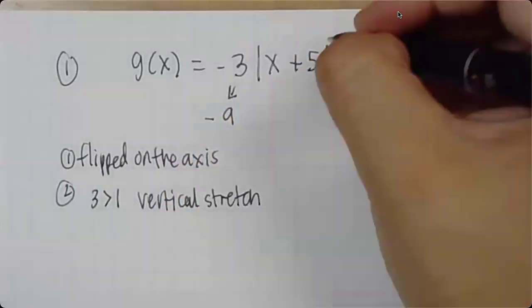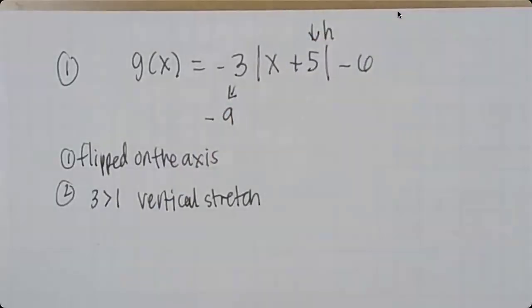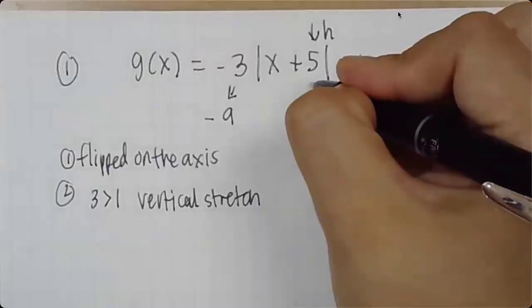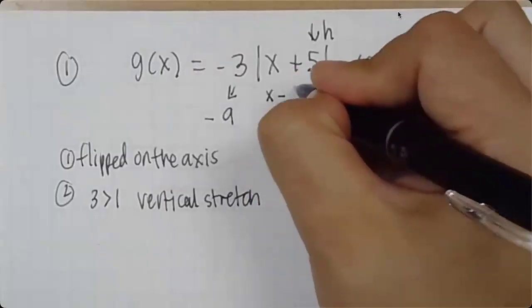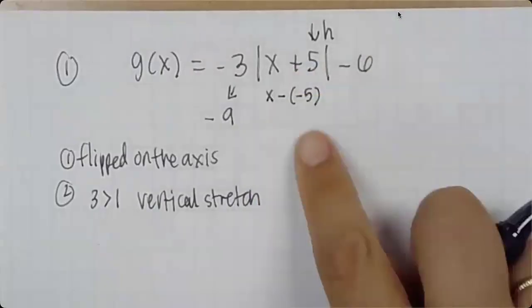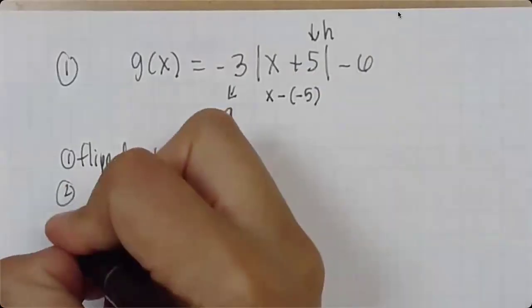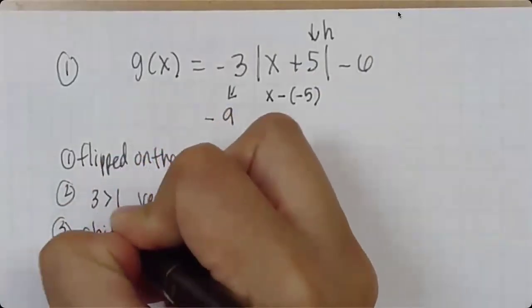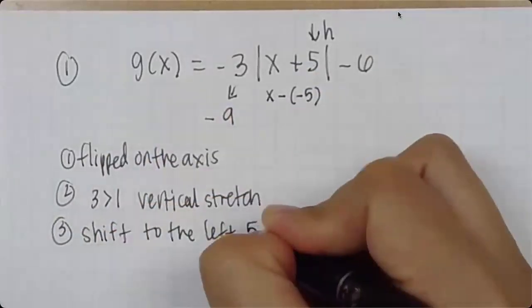All right. Now we have, this should be our h, okay? When we're looking at our h, when we're looking at the translations, this is a +5, which means it should look like this, x minus a -5. So what's happening is there's a shift to the left by 5.